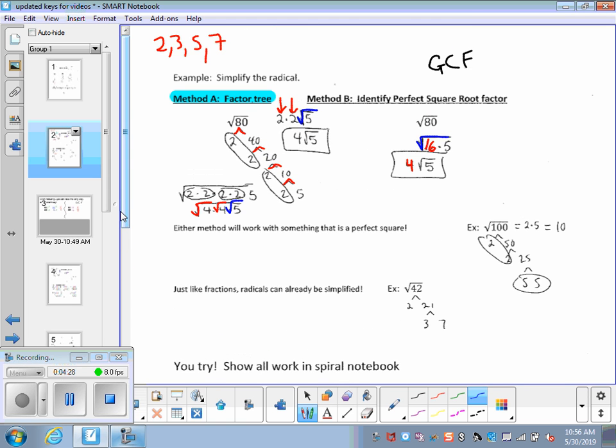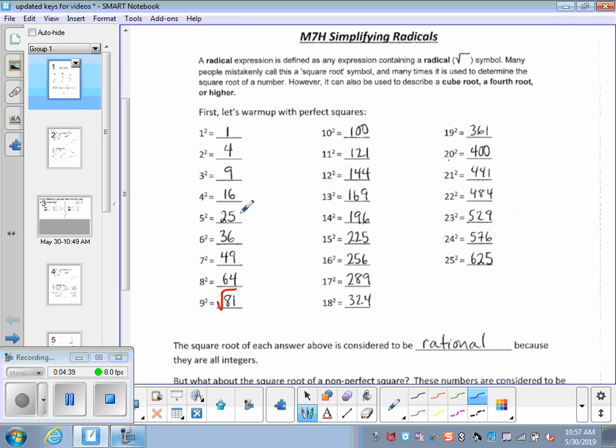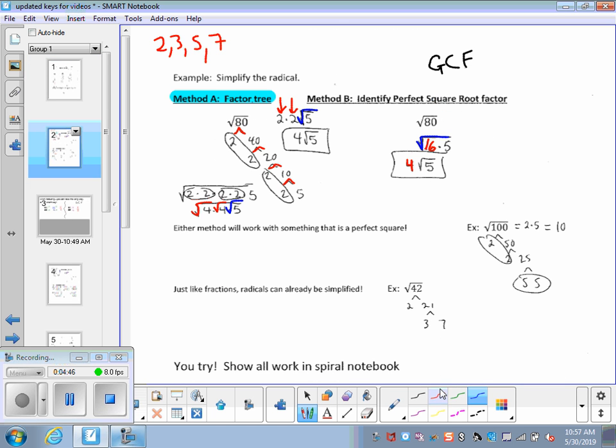Now I'm going to come back up here, and I'm going to show you the greatest common factor method. The GCF method says that if you can identify from this list of perfect squares one of these numbers that goes into it, you can start there. So if you recognize that 16 goes into 80, you can immediately break 80 down into 16 times 5. And since we know the square root of 16 is 4, immediately we can take that out, and all we are going to have left here is the 5.